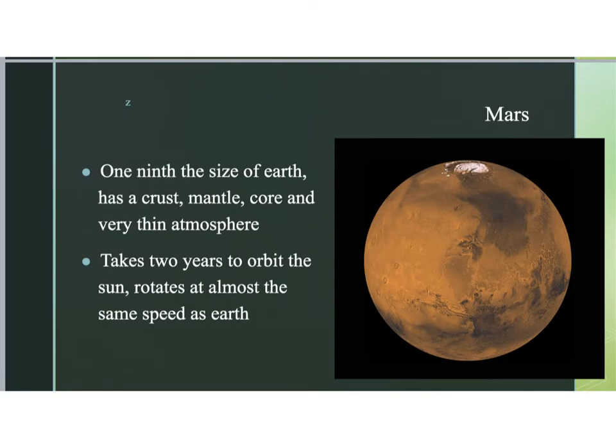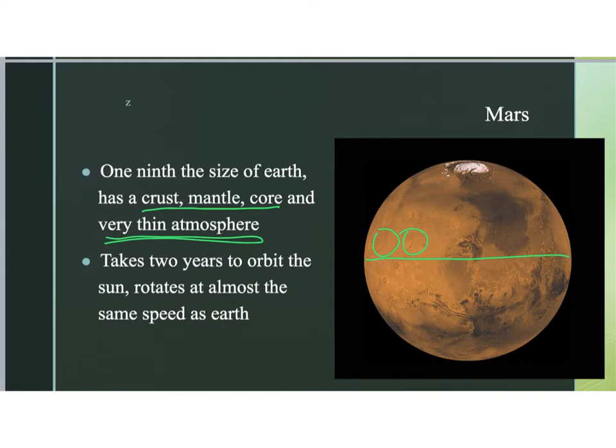Right, Mars. 1/9 the size of Earth. I'm not totally sure if that means the diameter is 1/9 or if it's like a volume thing, but anyways, it's a lot smaller than Earth. But it does have a lot of the same things: crust, mantle, core. It has a very thin atmosphere, so not nearly like Earth. It takes about 2 years to orbit the sun, but it rotates at almost the same speed as Earth. I think it's within an hour, so a day on Mars is almost the same length as a day on Earth, but 2 years instead of 1 Earth year.